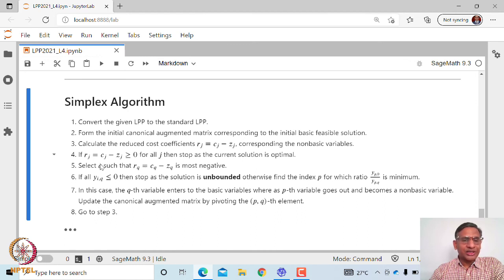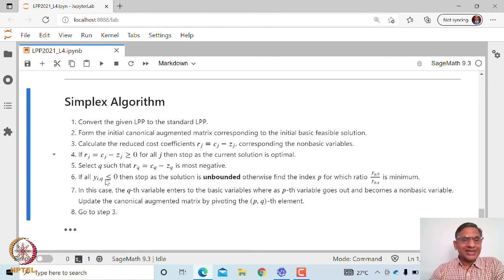Otherwise, select q such that Rq, which is equal to Cq minus Zq, is most negative. In principle, as I said, we can choose any q for which Cq minus Zq is negative, but we'll choose the one which is most negative. This is actually just a greedy approach, because ultimately we have to take care of all the reduced cost coefficients which are negative.